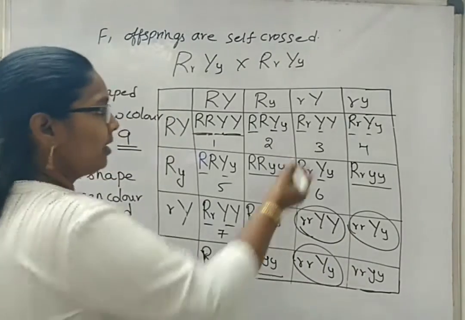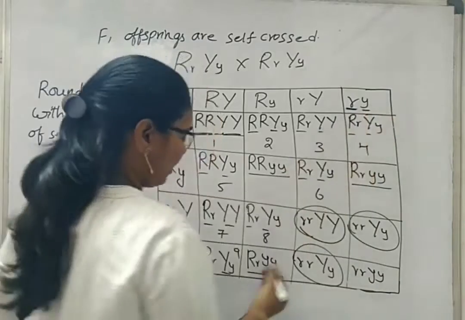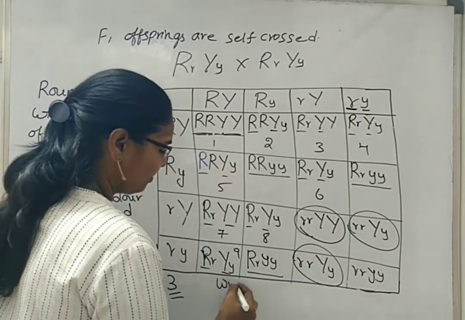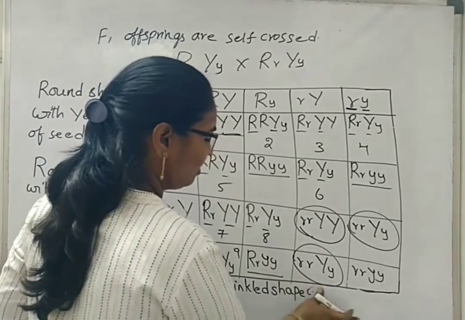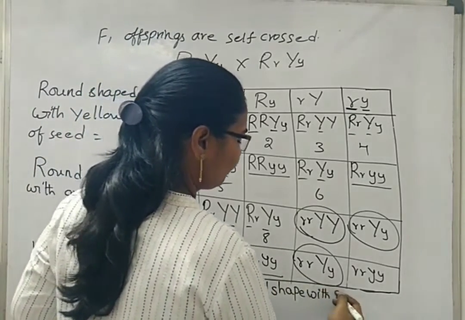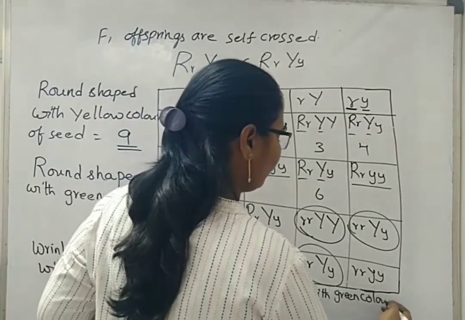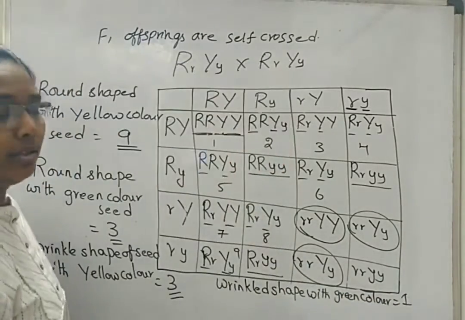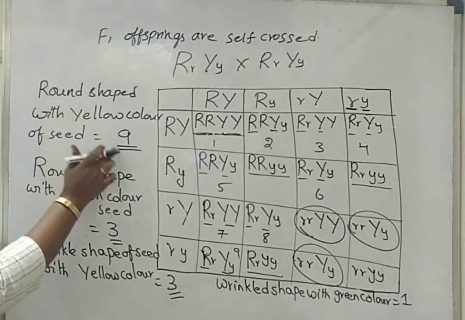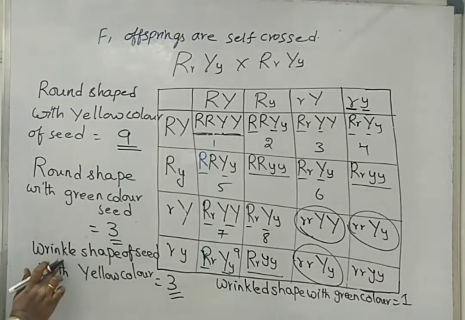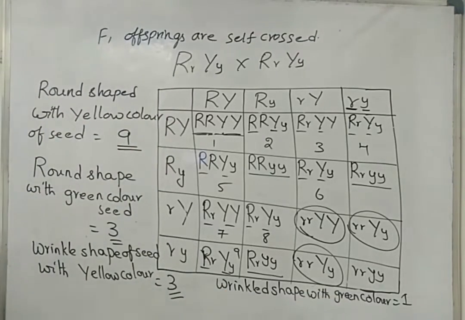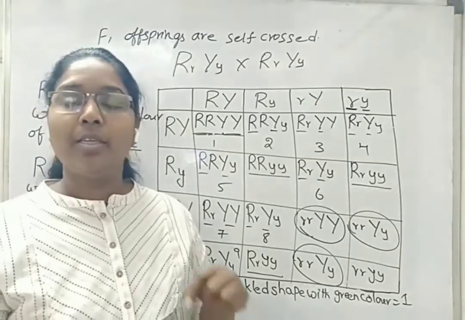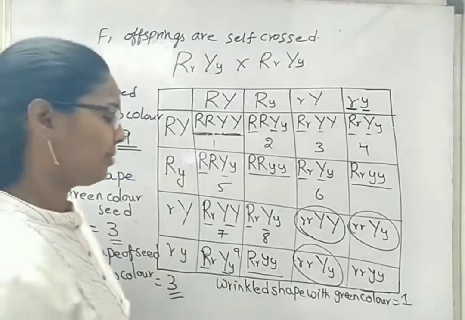Now, if we see the last one: wrinkled shape of the seed with a green color. The fourth one. Answer is only 1. So here round shape with yellow color 9, round shape with green color 3, wrinkled shape with yellow color 3, wrinkled shape of the seed with green color 1 only. From these numbers, we can easily frame out the phenotypic ratio of the F2 generation of dihybrid cross.